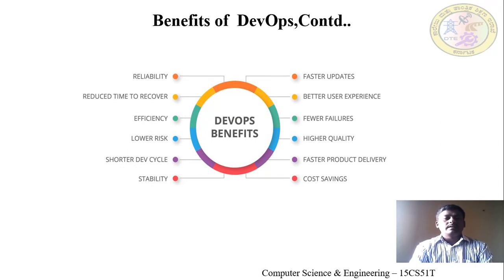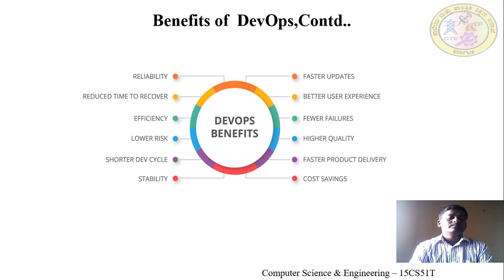In a diagram, I have put some points, right? The benefits of DevOps also include reliability and reduced time to recover, right? You can recover corrupted data very easily within a short period of time. We'll get back the same data, and efficiency is also very much possible in DevOps. Then lower risk: the errors are very few if you use the concept of DevOps.